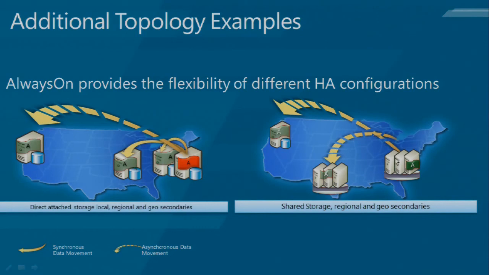In this case, I have one primary in my availability group, which is this failover cluster instance, and two secondaries. One of the secondaries is a failover cluster instance, the other is direct attached storage. So you can see the flexibility of the system. But all of this is in a single availability group.